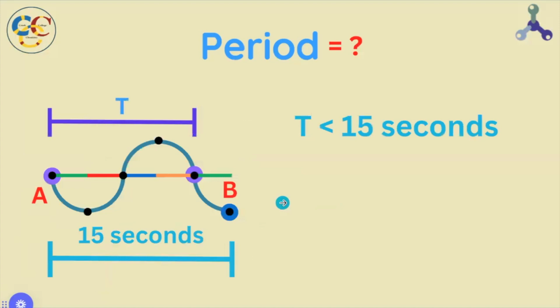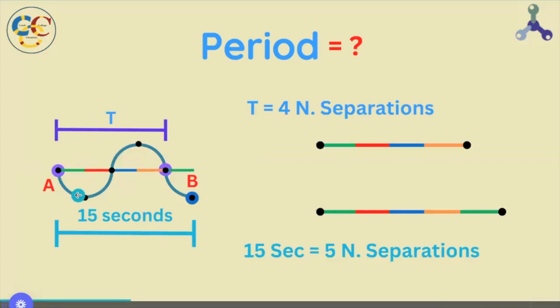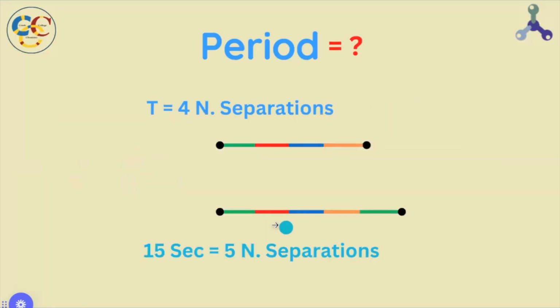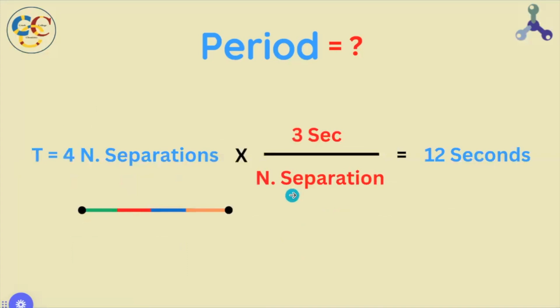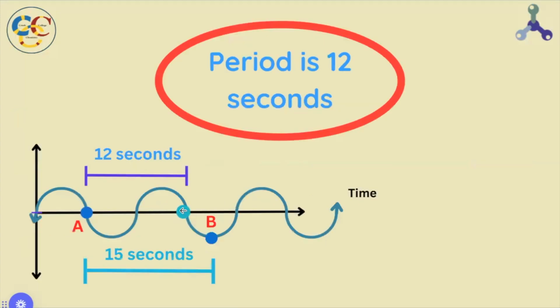horizontal distance between each consecutive node, and we can see that period equates to 4 nodal separations, whereas the 15 seconds, or the distance between A and B, is 5 nodal separations. We can clean this up and see that if 5 nodal separations equals 15 seconds, we divide both sides by 5 and we get that 1 nodal separation is 3 seconds. We use this 3 seconds per nodal separation as a unit conversion, and we find that period is 12 seconds. And that makes sense because 12 seconds is exactly 4/5 of 15 seconds. The period of this wave is 12 seconds.